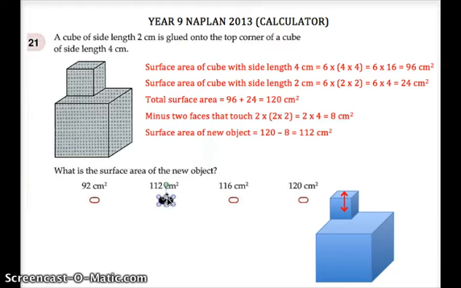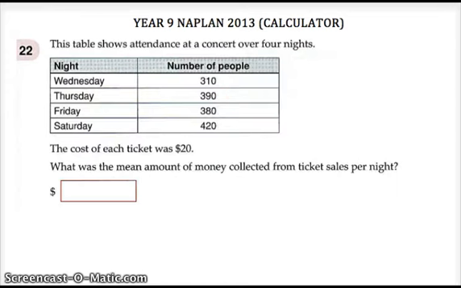So that's your answer. Now for question 22 of the 2013 calculator paper. This table shows attendance at a concert over 4 nights. So we can see the Wednesday, Thursday, Friday, Saturday night and the number of people attending each night. The cost of each ticket was $20. What was the mean amount of money calculated from the ticket sales per night? Mean amount of money, which is the average amount of money.